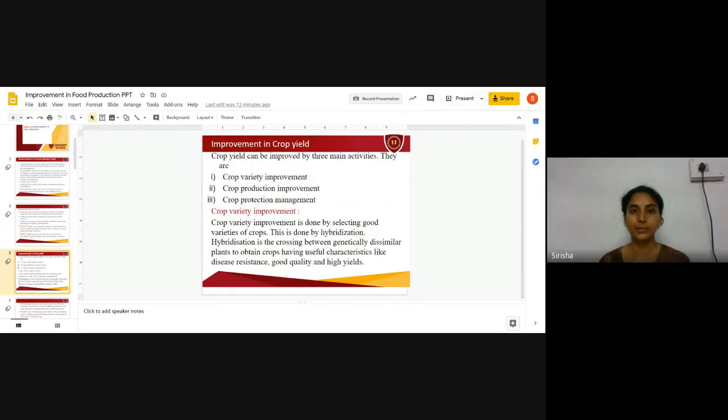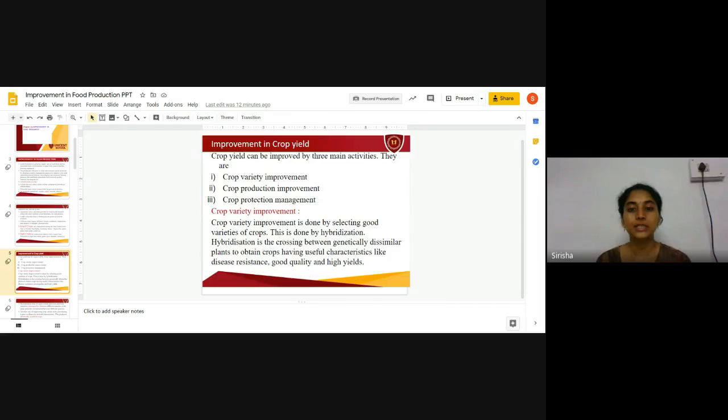Let us see the first step. How do we improve crop yield? Improvement in crop yield includes three steps. They are crop variety improvement, crop production improvement, and crop protection. Crop variety, crop production, and crop protection. How do we protect from different enemies? First one is crop varieties.